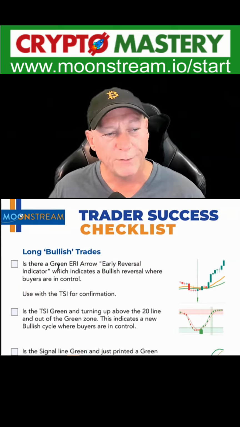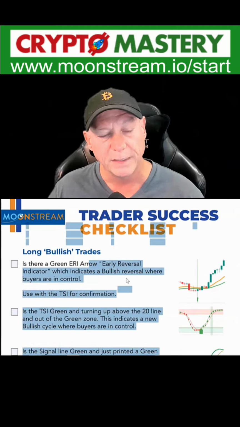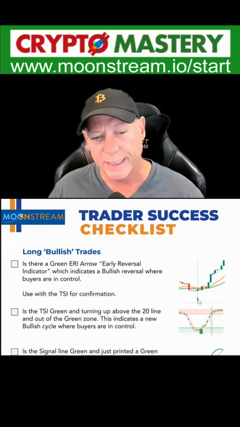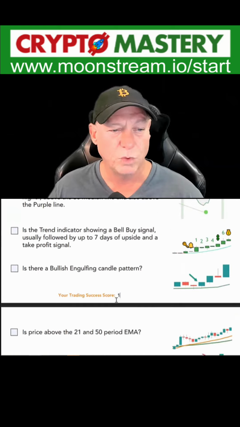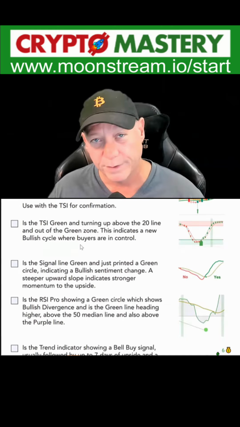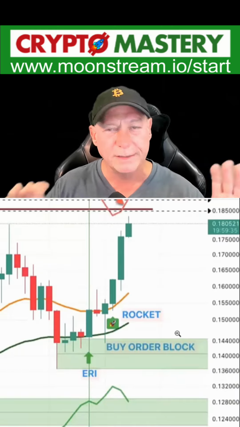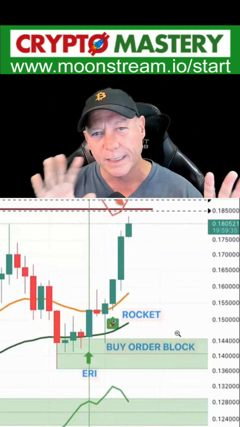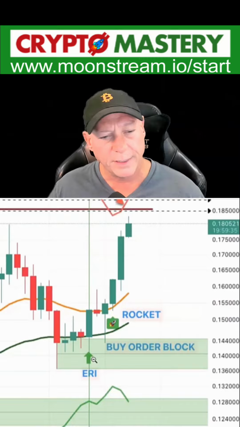Is there a green arrow, early reversal indicator, which indicates a bullish reversal where buyers are in control? And so if you see a green arrow there, then you would check that box. Trade success score, 1. Is 1 enough? No. Is 2 enough? Usually. So in this example, and I'm using this because it's simple, it's not live, we're not flashing lights and going to distract anybody. So we also have a couple other things happening here.